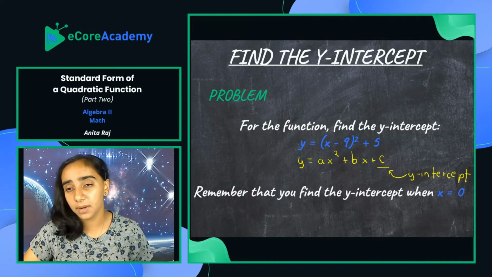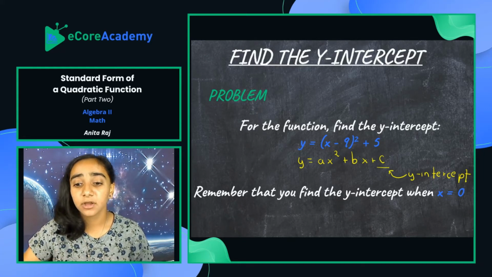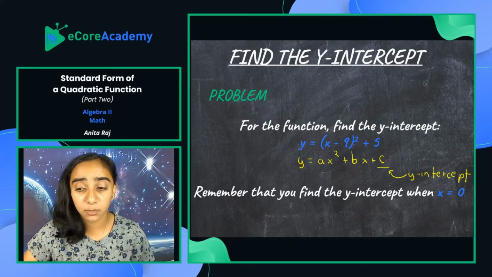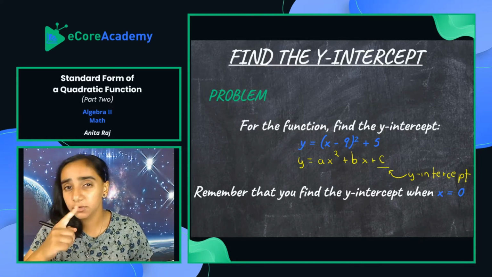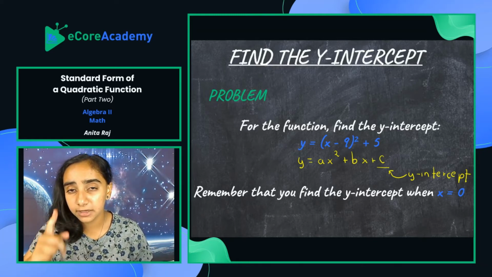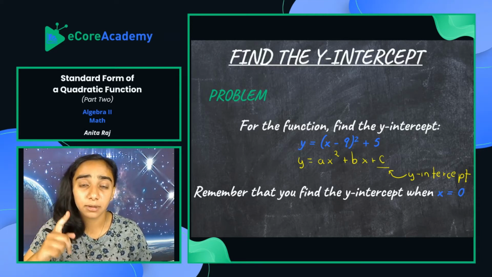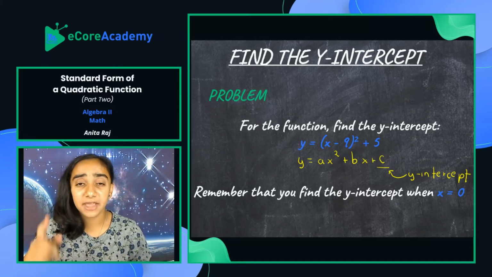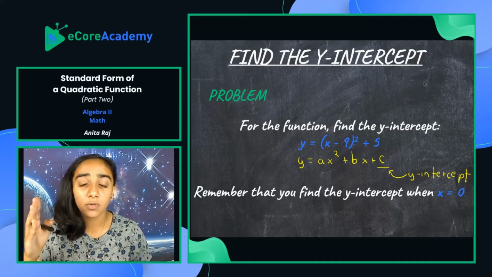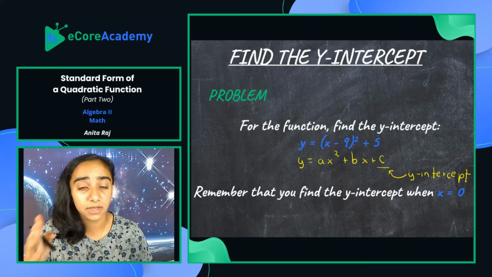And here's a reminder that might help you immediately click in your head exactly how to solve this problem. Remember that you find the y-intercept when x equals 0. So what do you think we should do? Just think about that for a second. Remember that you find the y-intercept, which is the y value, when x is equal to 0. Because remember, the y-intercept is when your graph touches the y-axis. When it touches the y-axis, your x-coordinate is automatically 0. You can assume that. You know that.